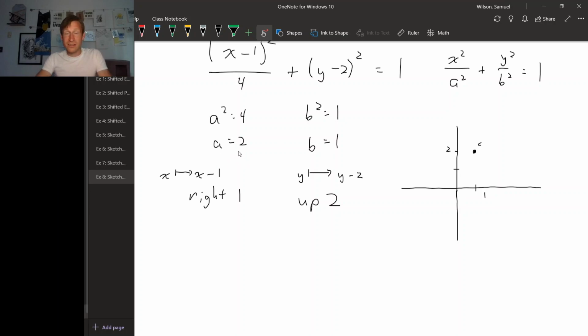The major axis is horizontal, and we need to go 2 units to the right and the left. So 2 that way, 2 this way, out there. And then the minor axis is vertical, and the semi-minor axis is 1, so that's 1 up from the center and 1 down from the center. And now we can sketch our ellipse, so something like this. All right, there we go.